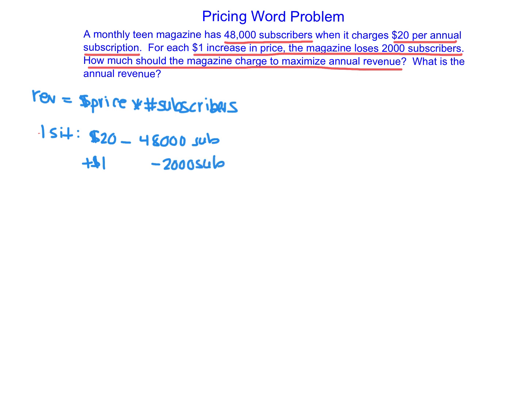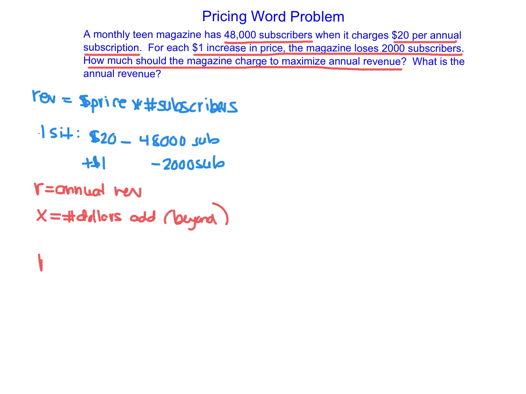So I'm going to create some variables to help me create my equation. Here I'm going to have R, which represents the annual revenue. And then I'm going to have X, which represents the number of dollars I add to my price. So this is beyond the original 20 starting mark.